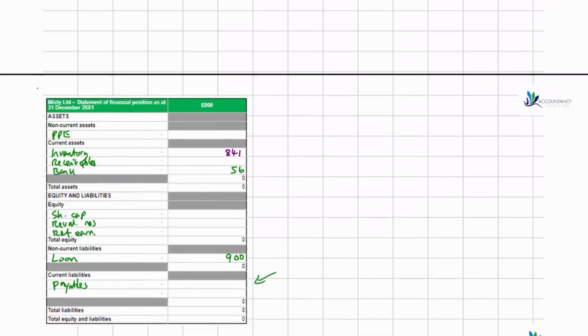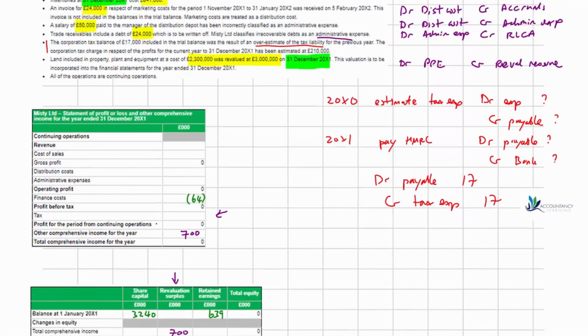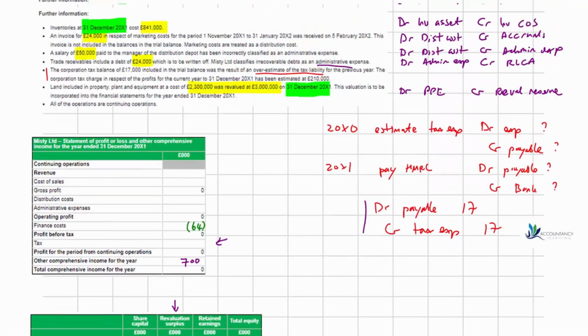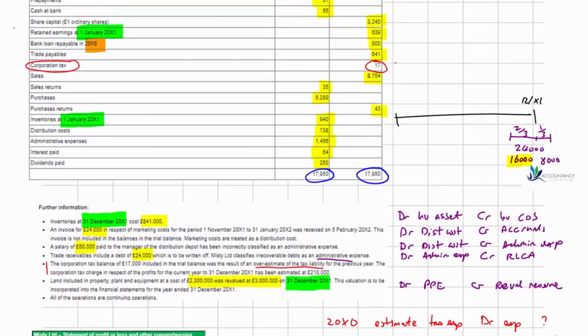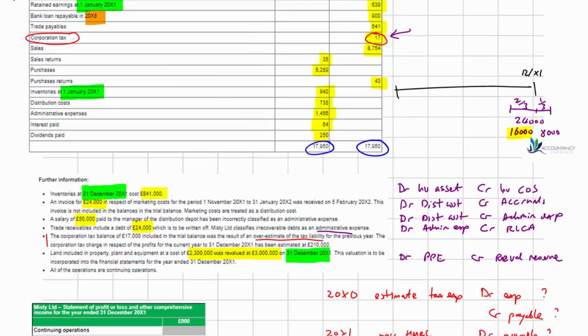Now we don't need to do a double entry for this, do we? Because that double entry has already happened. The figure has already been included in our trial balance. So we can highlight that now. We have now put that 17 into our answer once. But what else does it tell us in the note?